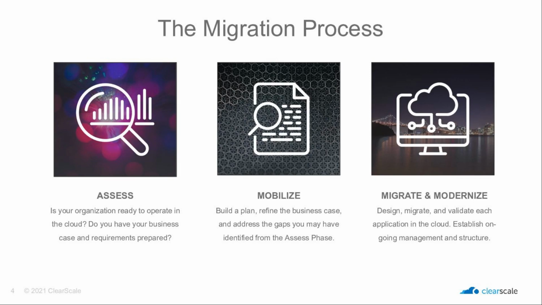All right. So today we're going to talk about the migration process, and it's divided up into three topics. The first one being assess. We'll talk about your readiness to operate in the cloud. The next section is mobilize, and that's where you start building a migration plan and identifying any gaps you may have. And the third section is to actually migrate and modernize, if that's what your approach is going to be. So that's the actual migration itself.